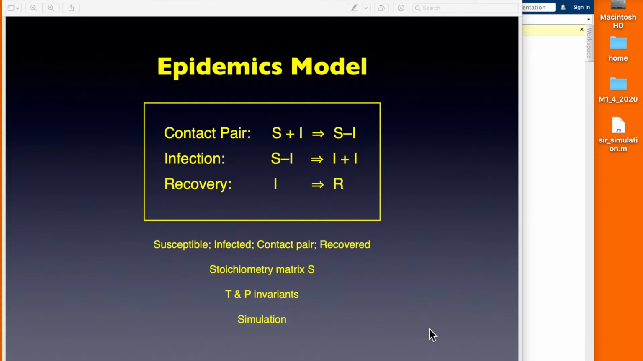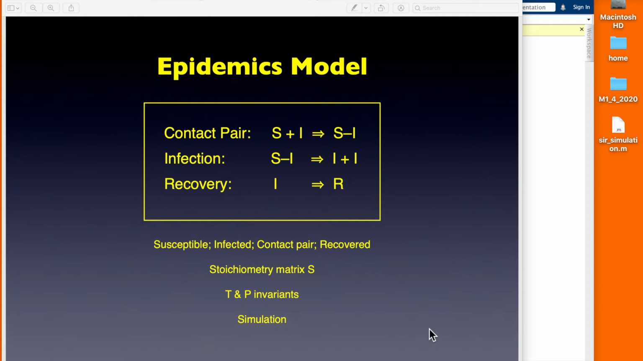So what we are going to do is set up this model using the definition of its stoichiometry matrix, then look at the T and P invariants of the matrix, and finally do a simulation of the time course of each of the species involved.